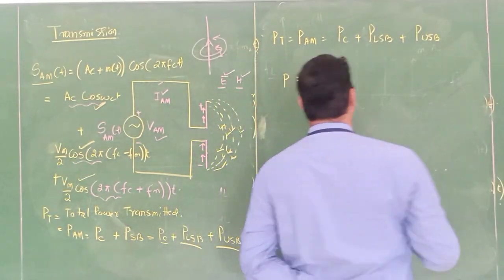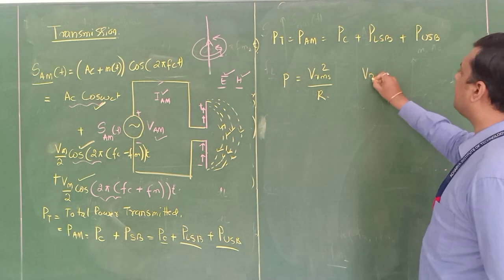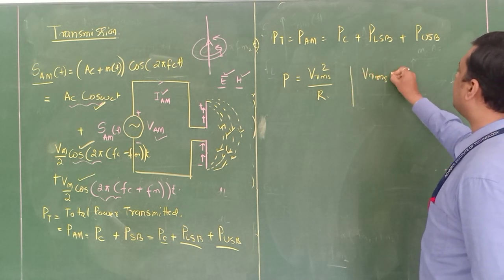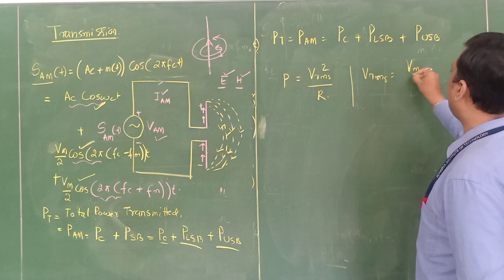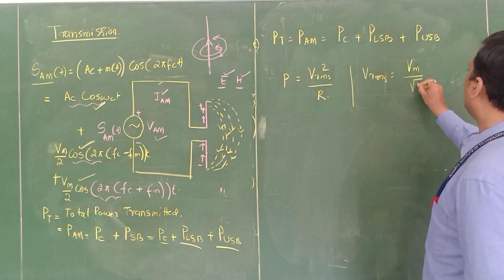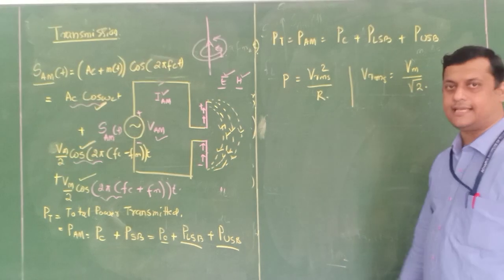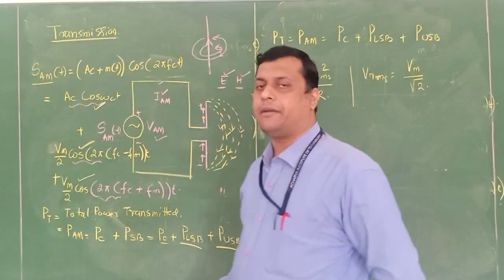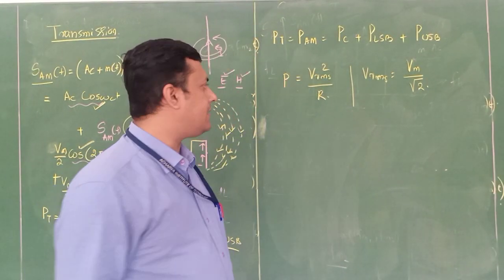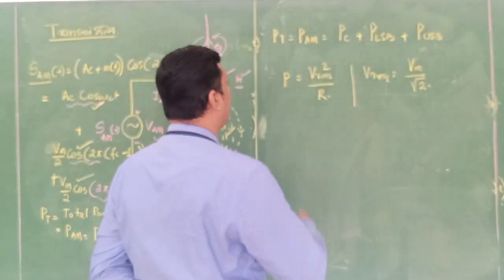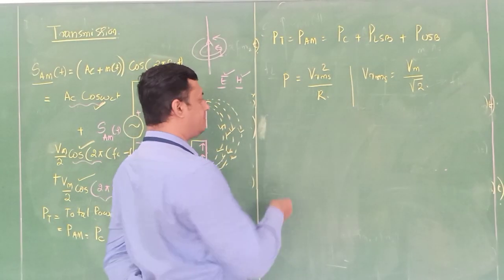So what is this Vrms? Vrms is equal to the peak voltage available in a signal divided by root 2. This is the RMS value. Okay. Average value will be Vm by 2. Like that we can represent. Now one by one we will calculate.